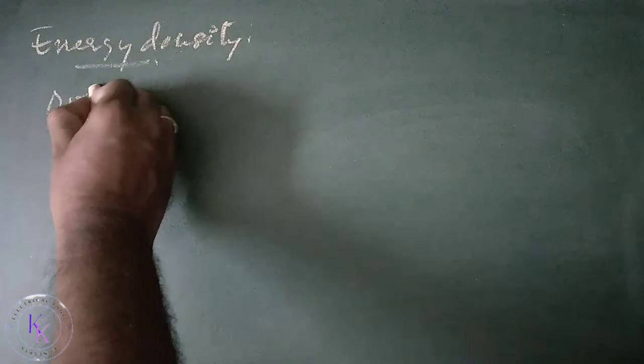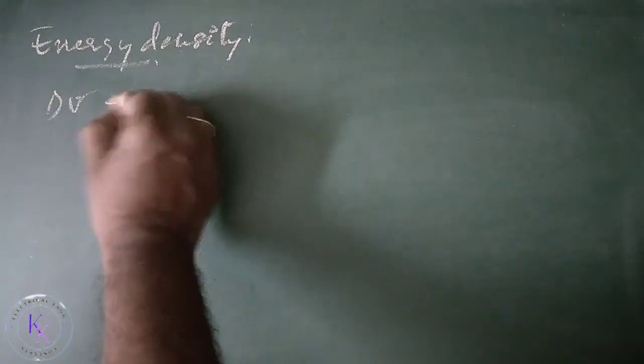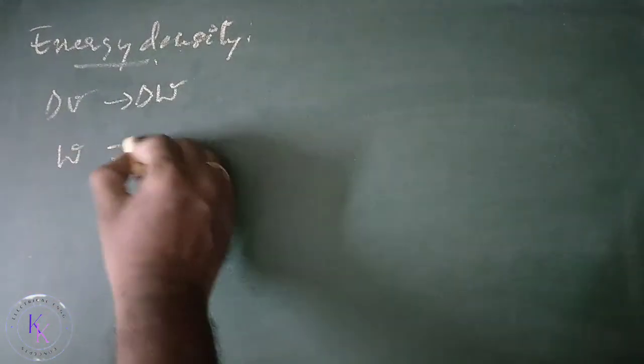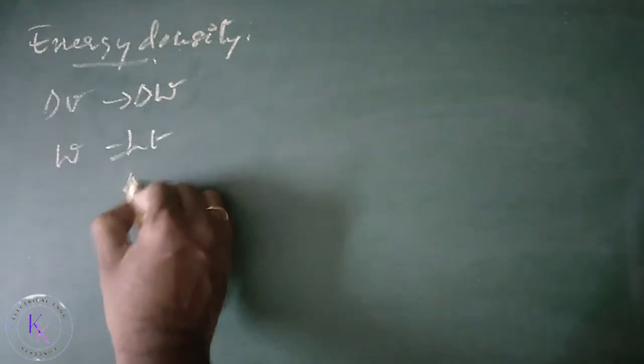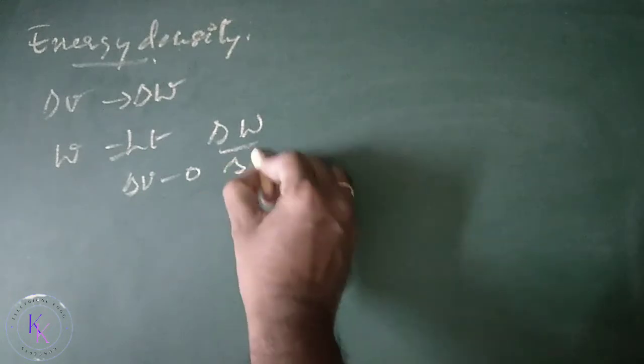Energy density. The energy density in an electric field is defined as the energy stored per unit volume. The energy is stored in the electric field between the plates of a capacitor. Now let a small cubical volume, delta V, be considered in the field, and let the energy stored be denoted by delta W. The energy density W is given by the limit as delta V tends to 0 of delta W divided by delta V.